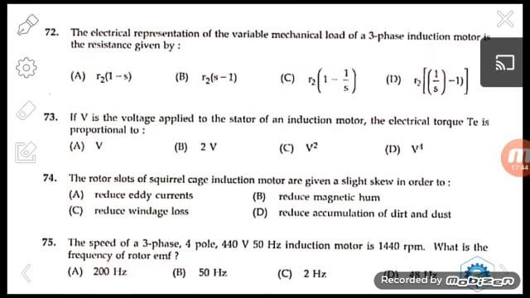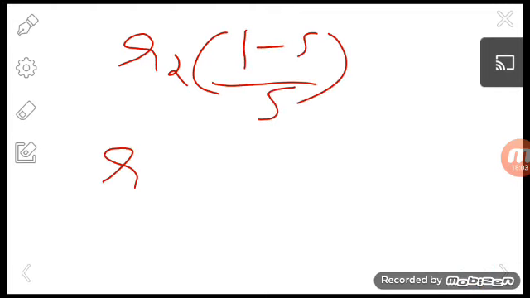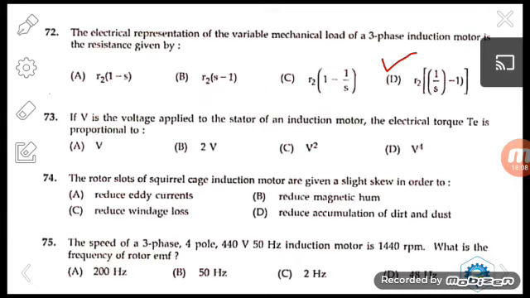And the next question is, the electrical representation of a variable mechanical load of a 3-phase induction motor is the resistance given by, option D is correct, R2 into 1 by S minus 1. Normally we write R2 into 1 minus S by S, which means R2 into 1 by S minus 1. So option D is correct. Next question, if V is the voltage applied to the stator of an induction motor, the electric torque T is proportional to option C, that is, torque will be proportional to V square.